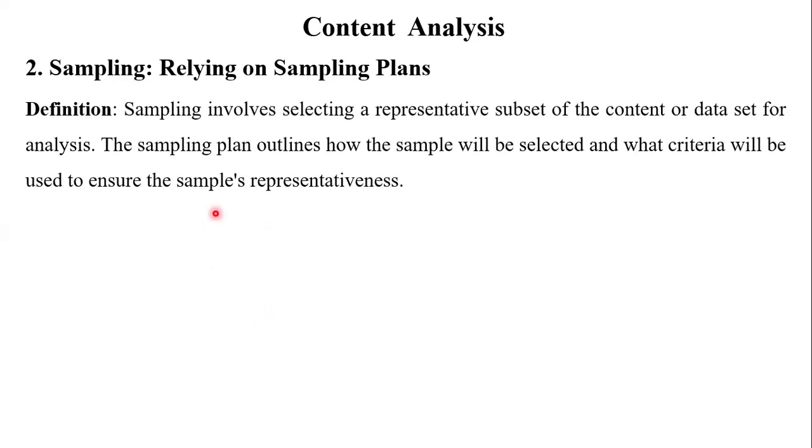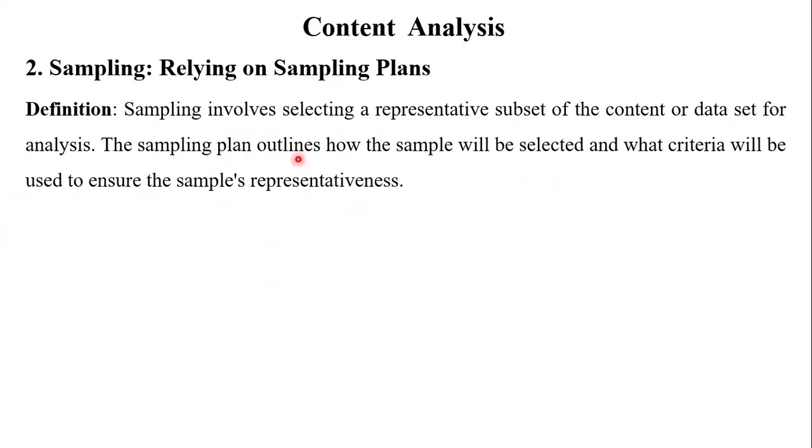So the second step under content analysis would be sampling, relying on sampling plans. Sampling involves selecting a representative subset of the content or data set for analysis. You need to decide what would be your sample. The sampling plan outlines how the sample will be selected and what criteria will be used to ensure the sample representativeness. So in this step, you need to decide your sample size as well as your sampling approach.